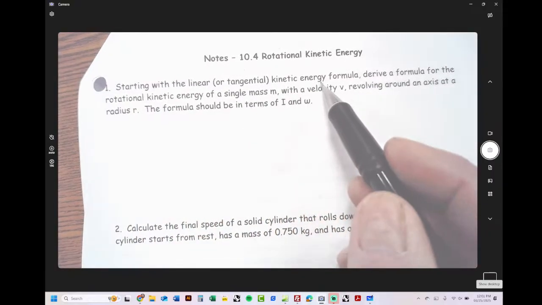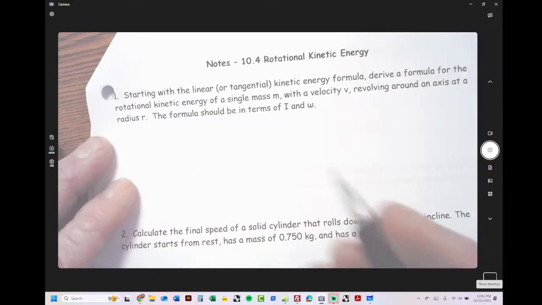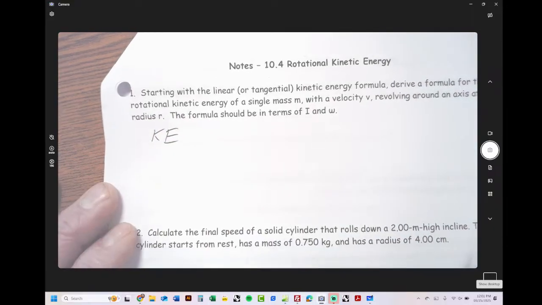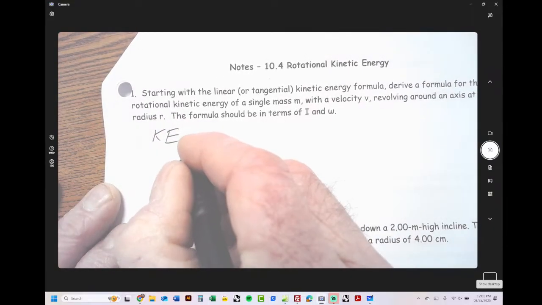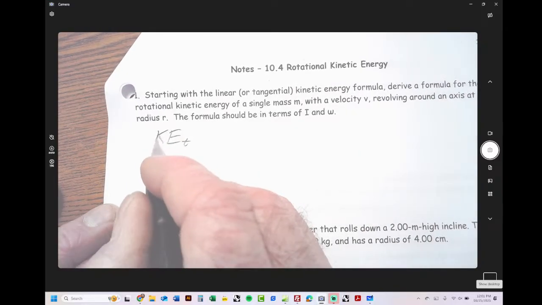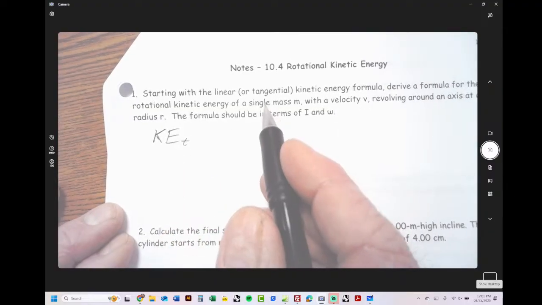So anyway, starting with the linear or tangential kinetic energy formula, derive a formula for rotational kinetic energy. So the one I've just been calling kinetic energy all year, I'm going to call Ke with a little subscript t. And you could either think of this as translational or tangential.